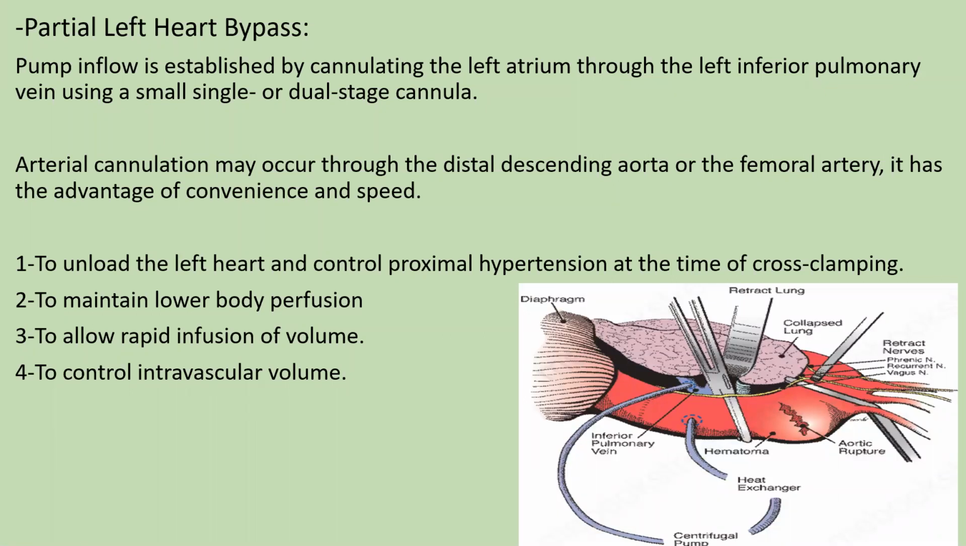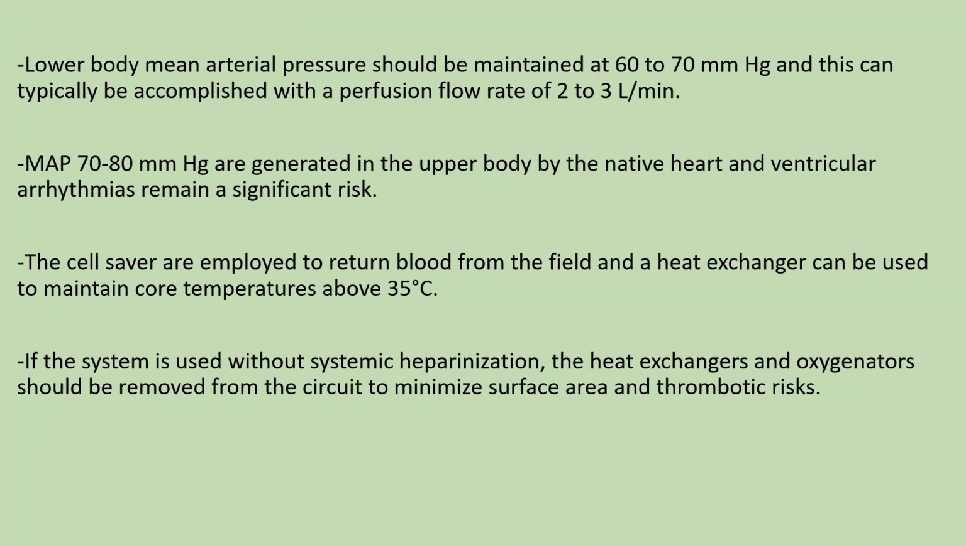So the partial left heart bypass serves several purposes. First, to unload the left heart and control proximal hypertension at the time of cross-clamping, to maintain lower body perfusion, to allow rapid infusion of volume, and to control intravascular volume. Lower body MAP should be maintained at 60 to 70, and this can typically be accomplished with a perfusion flow rate of 2 to 3 liters per minute.